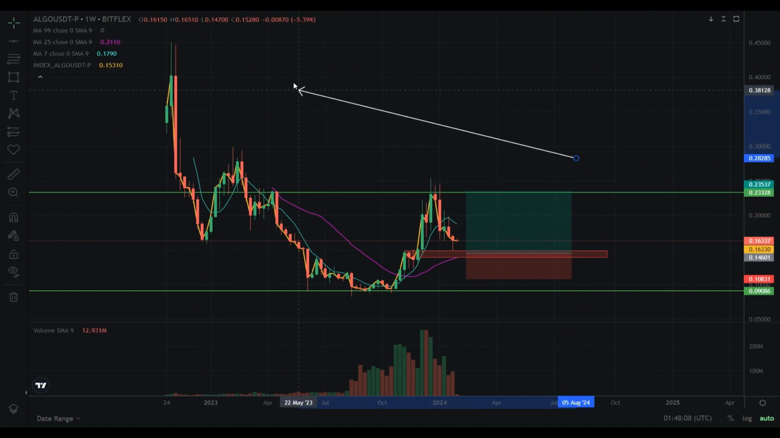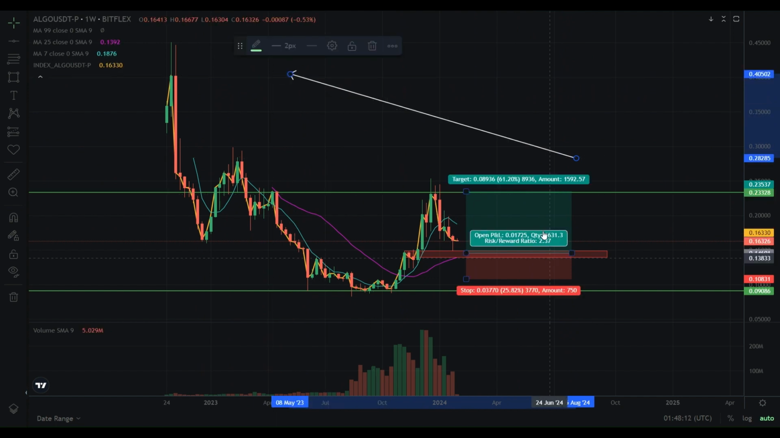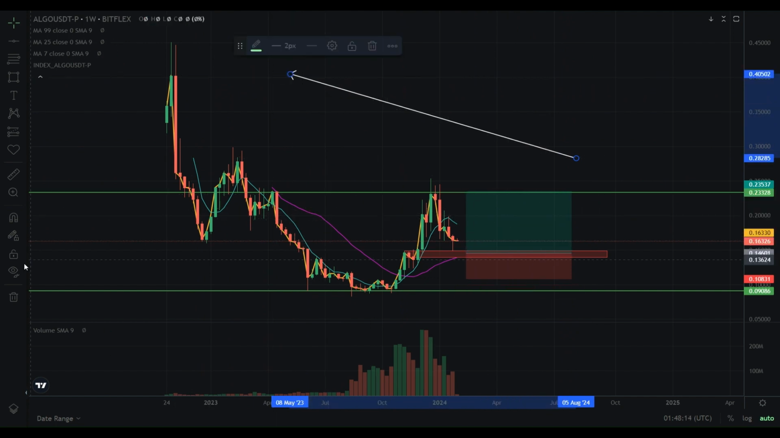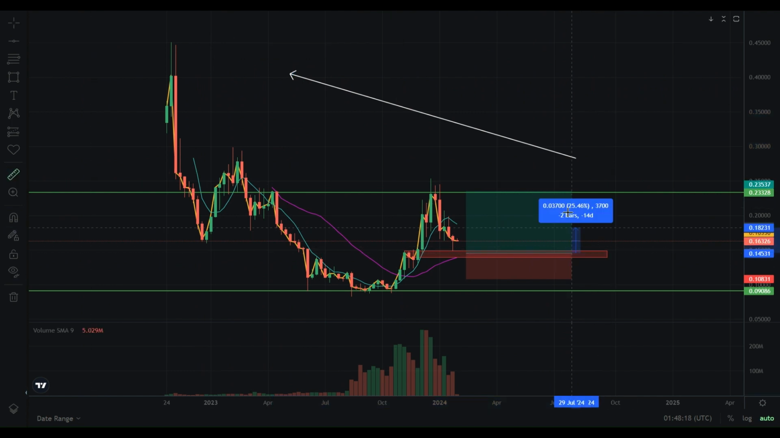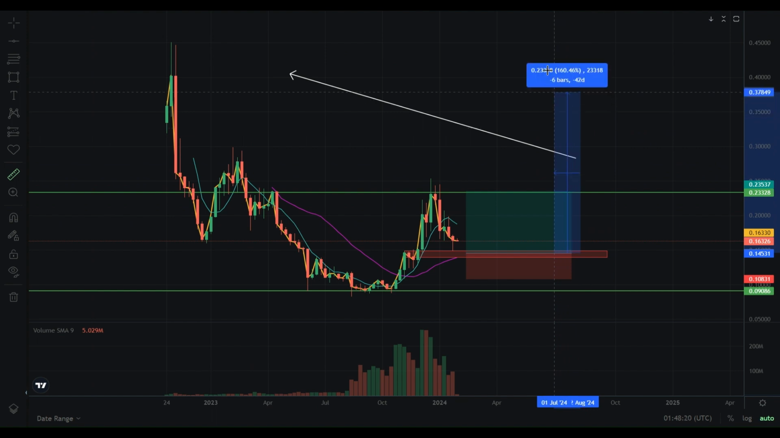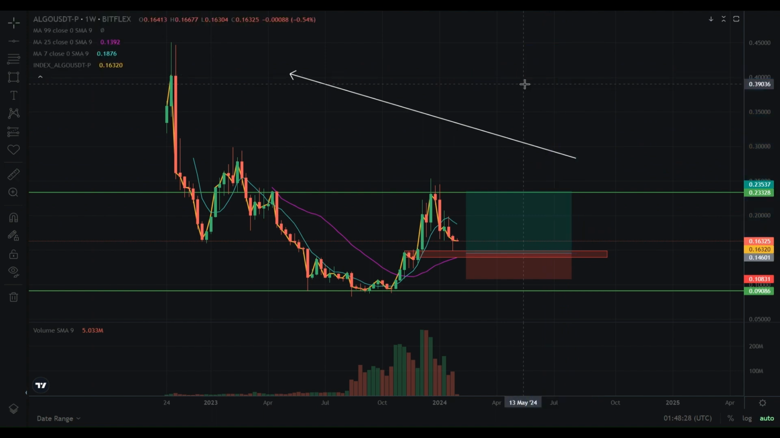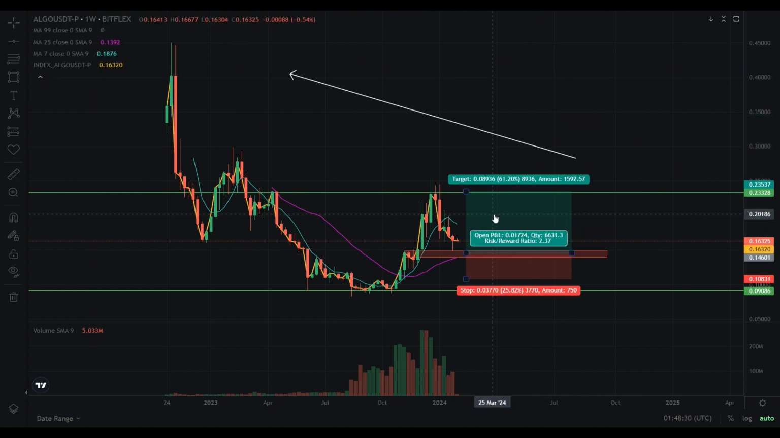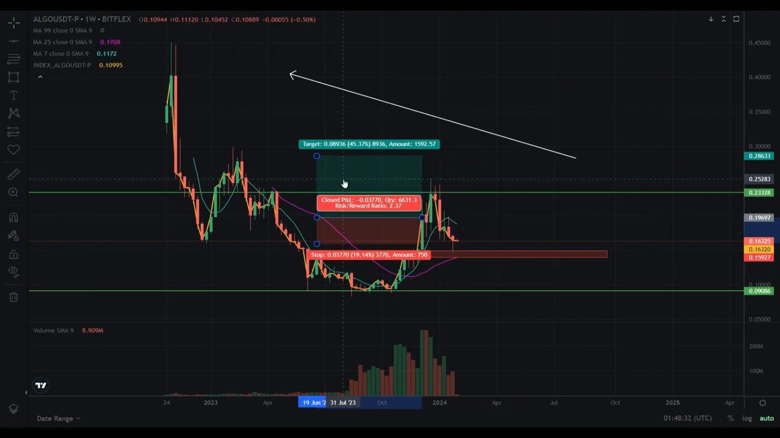But if we do head back up towards around about 40 cents from this trade, now just imagine originally or initially you'd be getting 60% from here to there. But if we do push all the way up back to around about this region over here, then you could be looking at 177% in your trade, and that'll be a fantastic trade to be had. And that is a setup that I'll be looking for when I come down to Algorand.